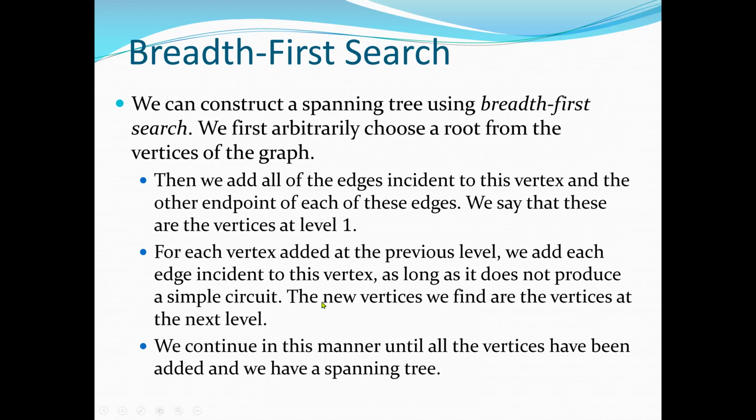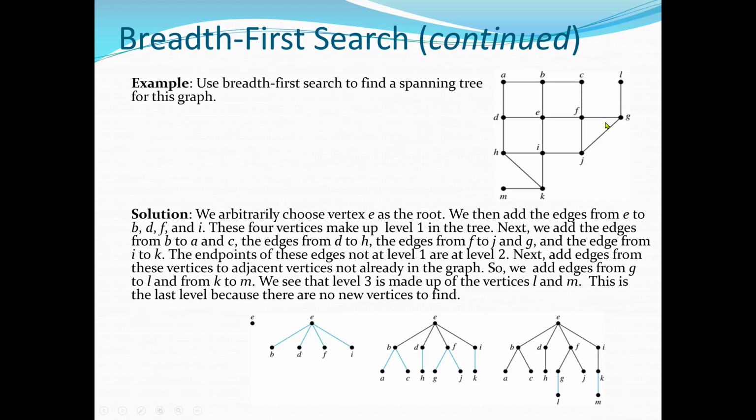We know the definition of a spanning tree is when we have a graph and we remove all the simple circuits and we still keep all the vertices. So we're going to continue in this manner until all the vertices have been added and we have a spanning tree. The best way, again, is to see an example. Here we should use the breadth first search to find a spanning tree for this graph.